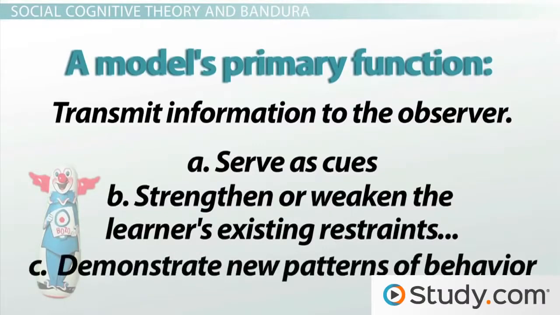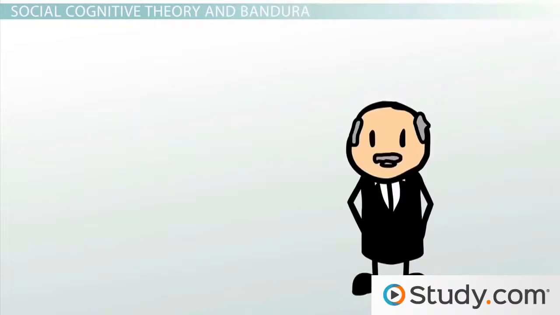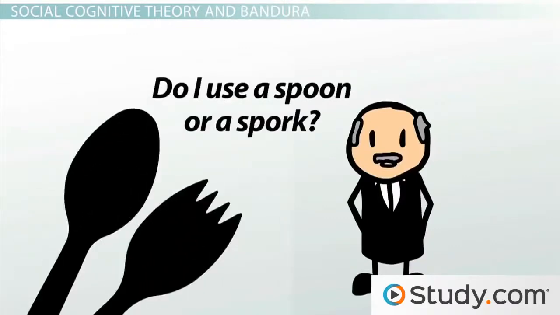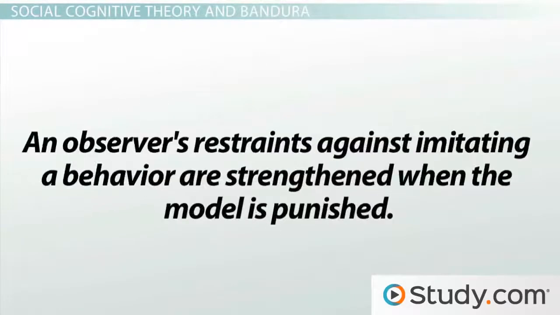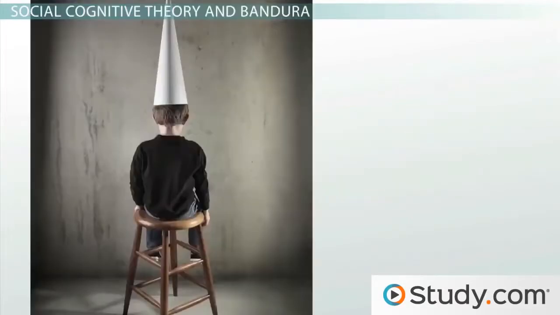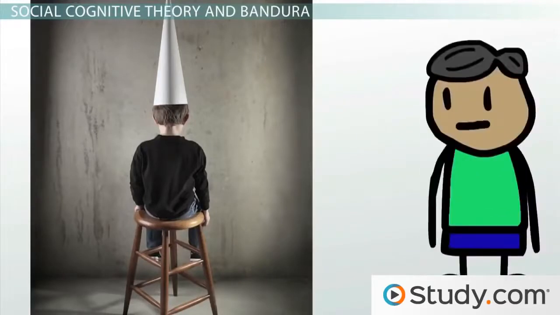An example of behavior serving as a social prompt is the hostess at an elaborate dinner party. A guest unfamiliar with the array of silverware observes the hostess to select the correct utensil appropriate for each course. Another example for strengthening or weakening behavior is when an observer's restraints against imitating a behavior are strengthened when the model is punished. For example, if a classmate violates a school rule and is punished, this will make the observer think twice before attempting to break the rule.